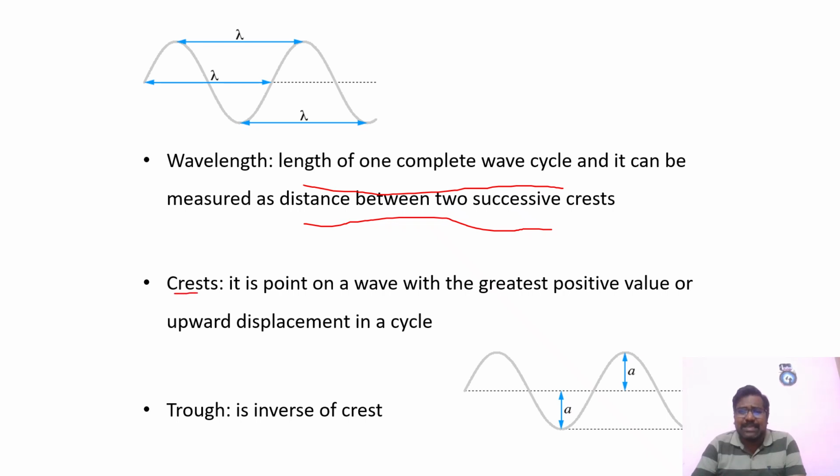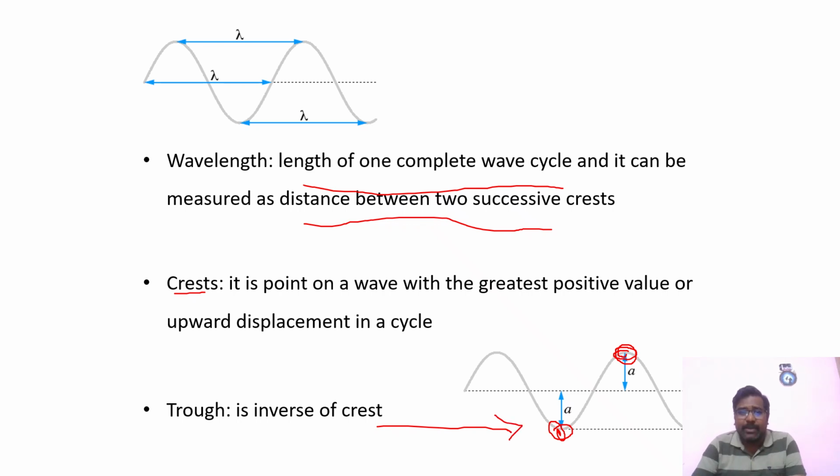The crest is the greatest peak point value, or the upward displacement in this cycle. This point is the crest. Next, the trough. The trough is the inverse of the crest, that means the greatest negative value. This is the trough.